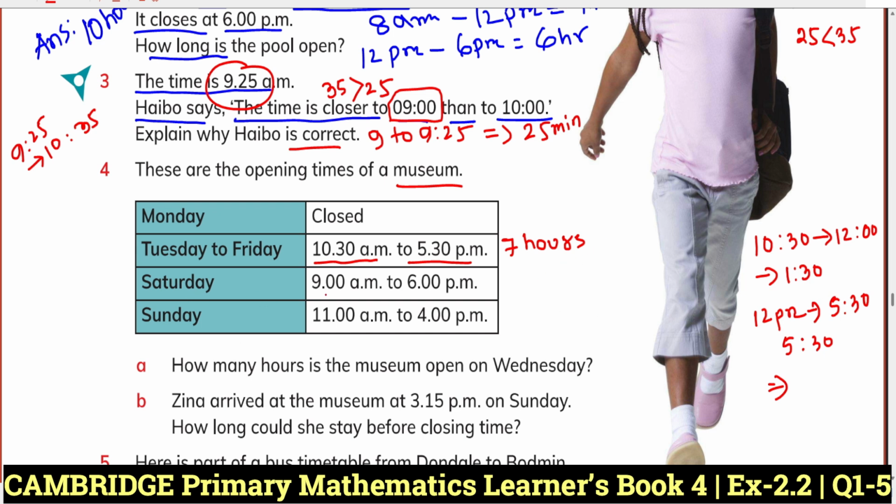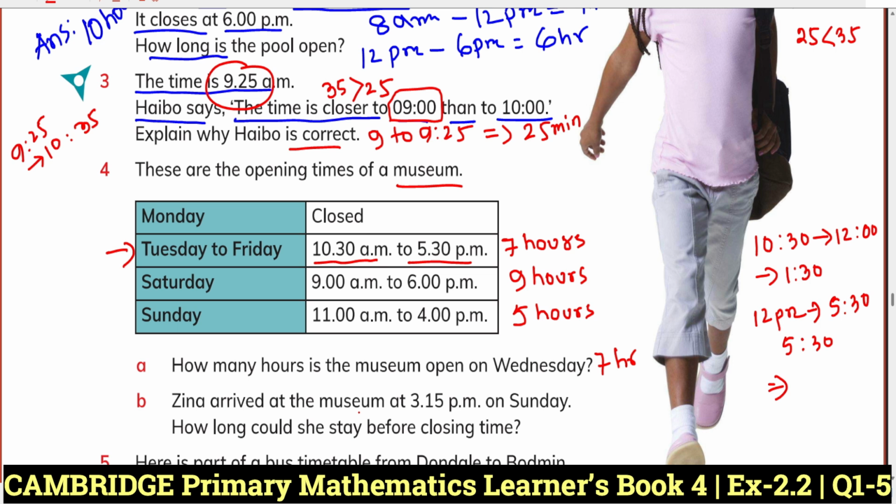Saturday 9 a.m. to 6 p.m. So 9 to 12 is 3, 12 to 6 is 6, it means 9 hours. Sunday, 11 a.m. to 4 p.m. 11 to 12 is 1 hour, and to 4 p.m. another 4 hours, so 5 hours. Okay, very simple. Now our target. How many hours is the museum open on Wednesday? Tuesday to Friday includes Wednesday, so it is 7 hours.